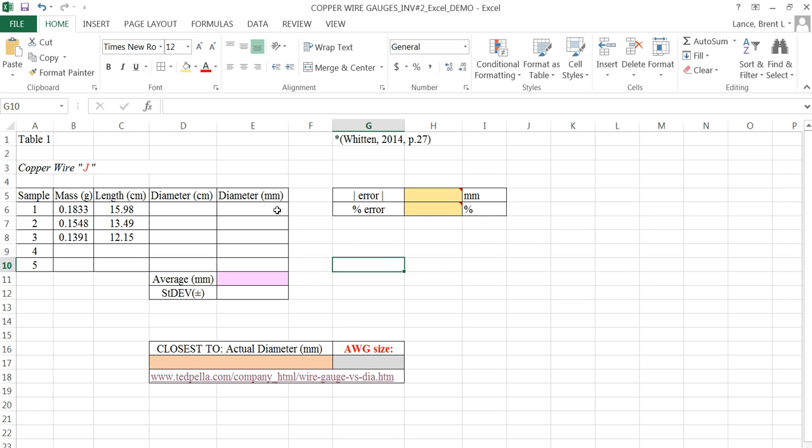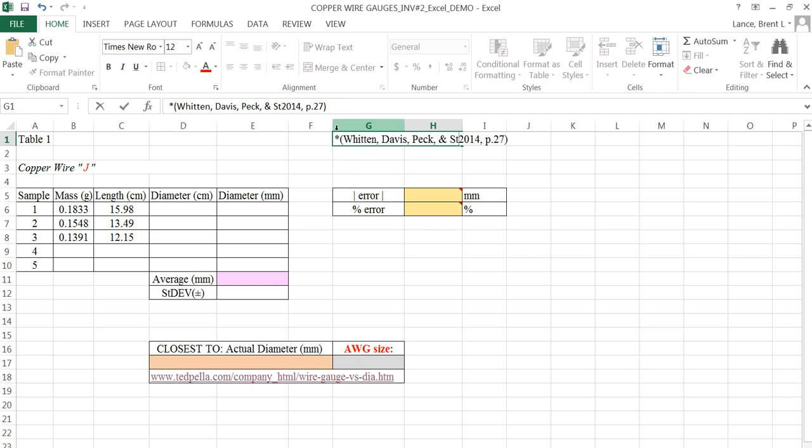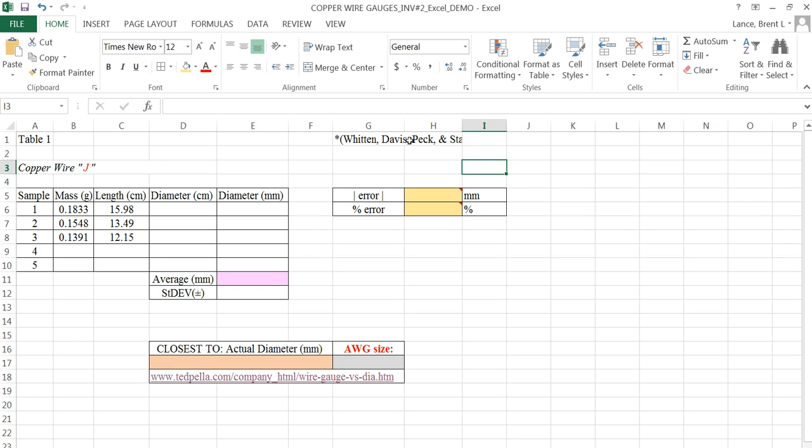So I'm going to add some information in here from the textbook, which I'll just complete that whole citation. Witten, Davis, Peck, and Stanley. And if it doesn't show all of it, you can highlight some more cells like this and click merge and center. It'll show all of it that way.